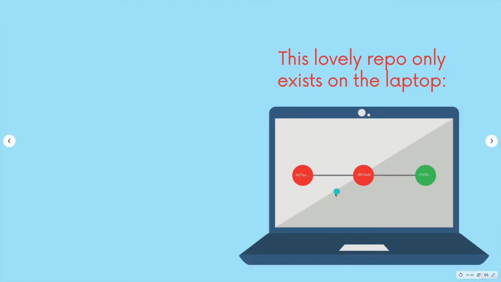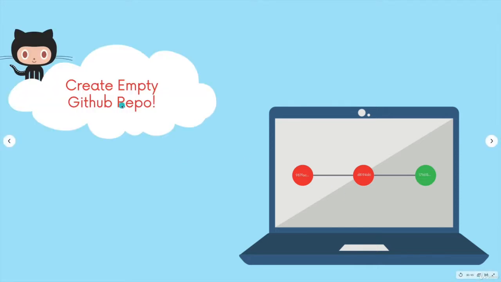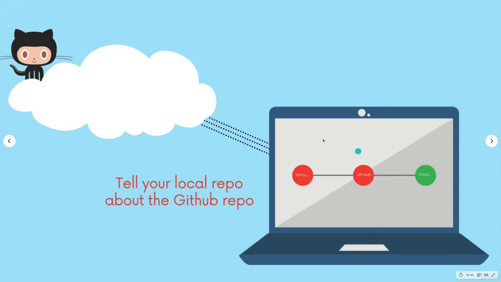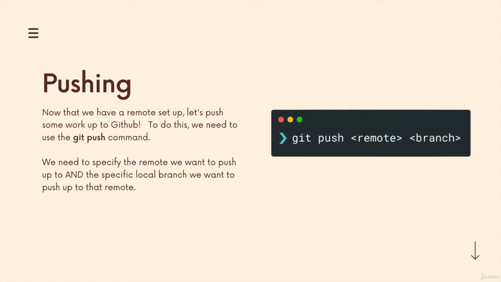So we have our existing repo. I'm doing that Great Gatsby novel fake repo. I created an empty GitHub repo, and then I set my remote called origin so that it points at this empty GitHub repo. So the final step is to push up. So we do this using the git push command.